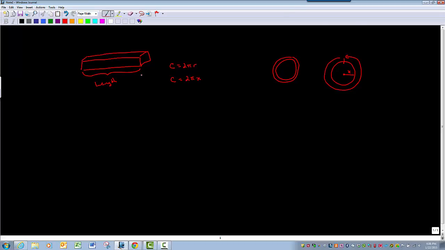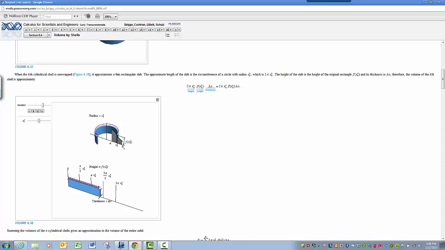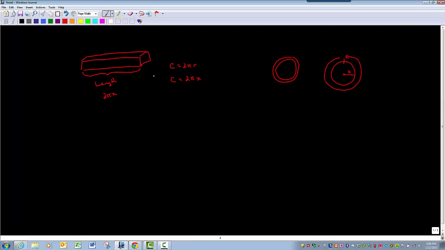Now, what are the other dimensions that we need? Well, we've got the length now. The length of it is 2 pi x. What is the height of it? Let's go back and look at our picture. The height is this height right here, and that height is given by the function at whatever that x value is. So this length is the function evaluated at the specific x value that we're looking at.